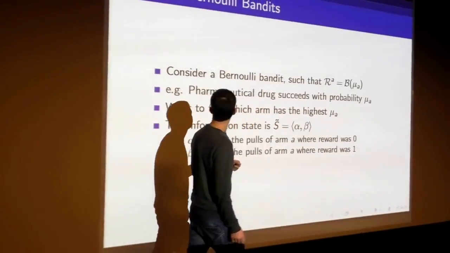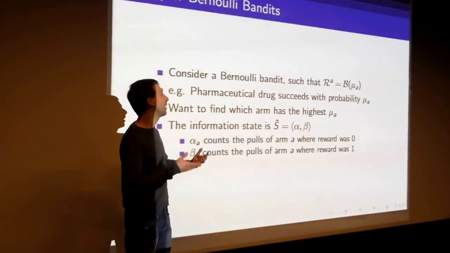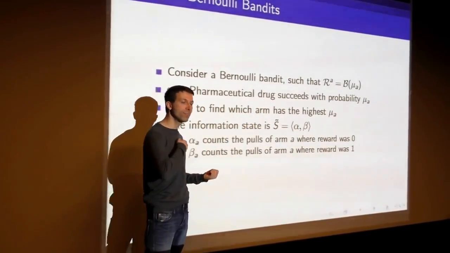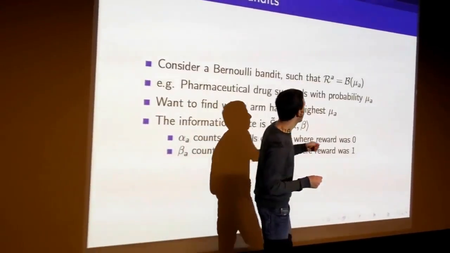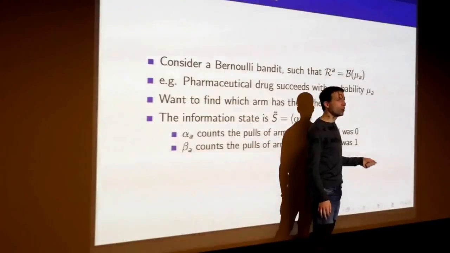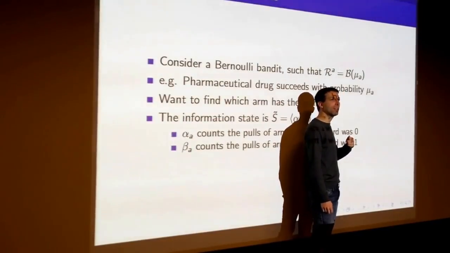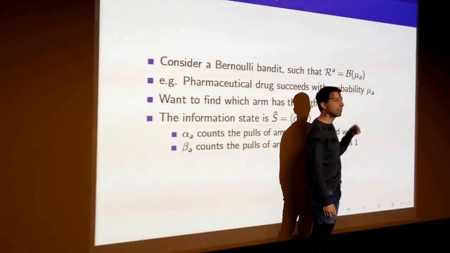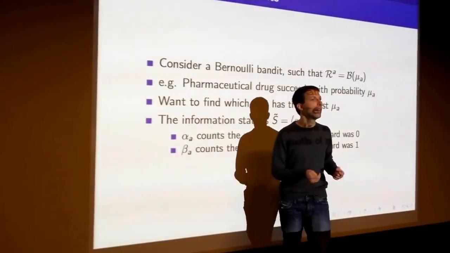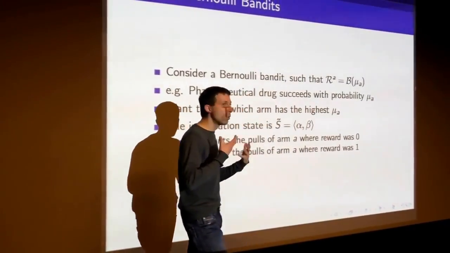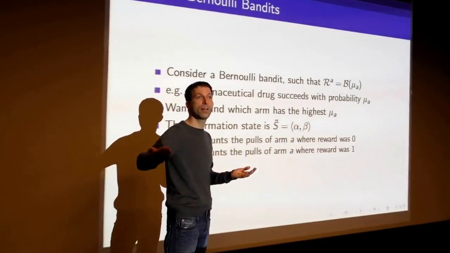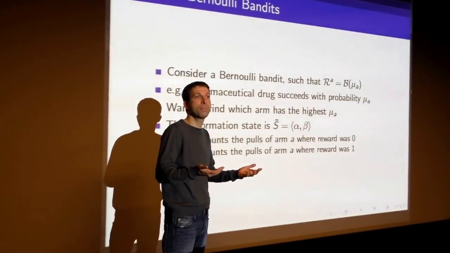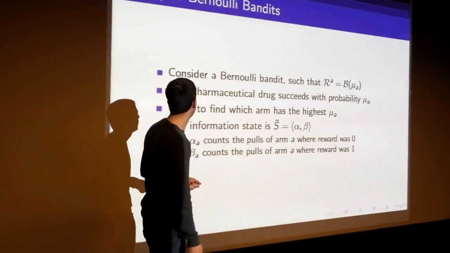An example of this would be a pharmaceutical drug company that wants to do a test. You want to try someone on this drug, and with probability mu a they get better, and with probability 1 minus mu a they don't get better. That's your Bernoulli bandit problem, and you want to find the medication, the drug that's got the most chance of succeeding.